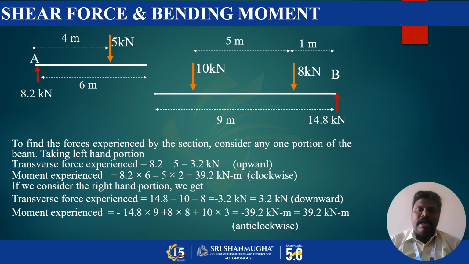It's about upward and clockwise, or anti-clockwise. If we consider the right-hand portion of the section, the vertical force is about 3.2 kilonewton downward, and the moment is 39.2 kilonewton meter anti-clockwise. So the values of shear force and moment with respect to the left or the right of the section must be the same. The only difference is the directions: on one side the force is upward, here it is downward; and the moment is clockwise on one side, here it is anti-clockwise.